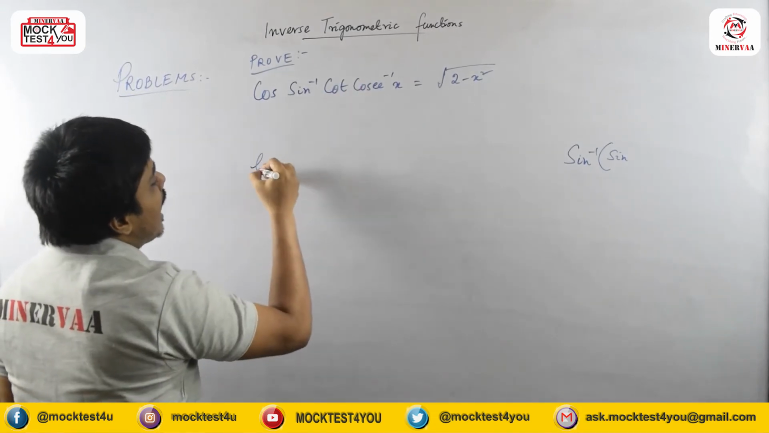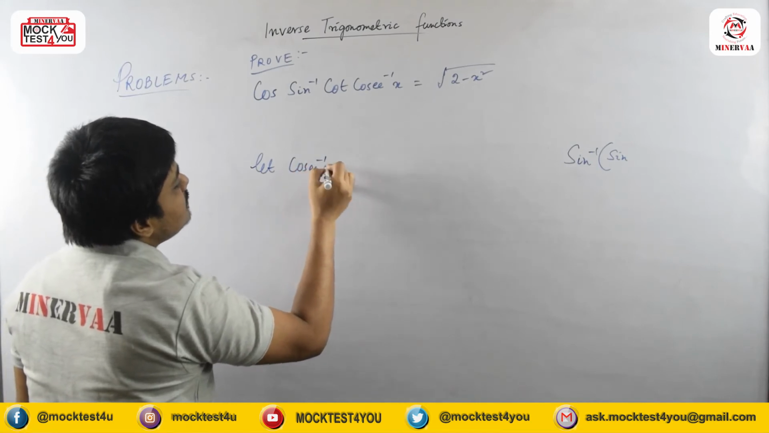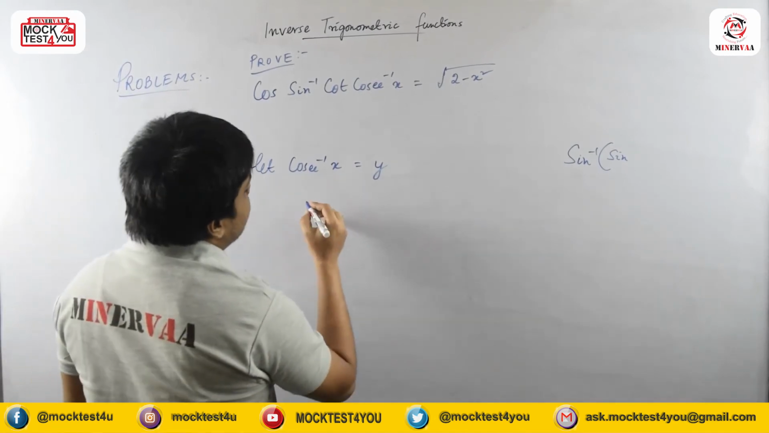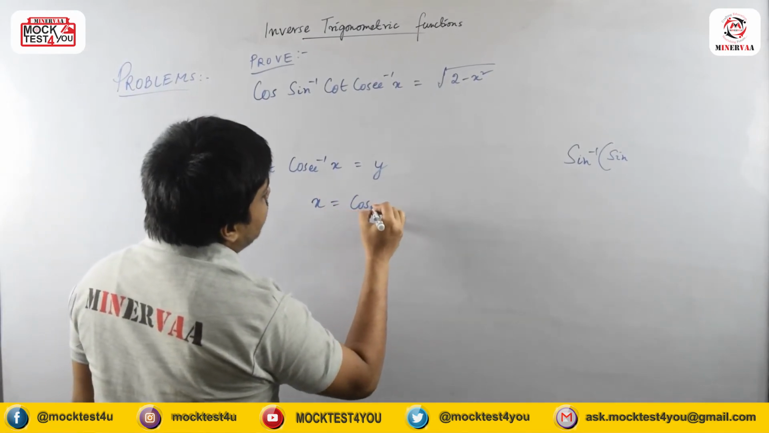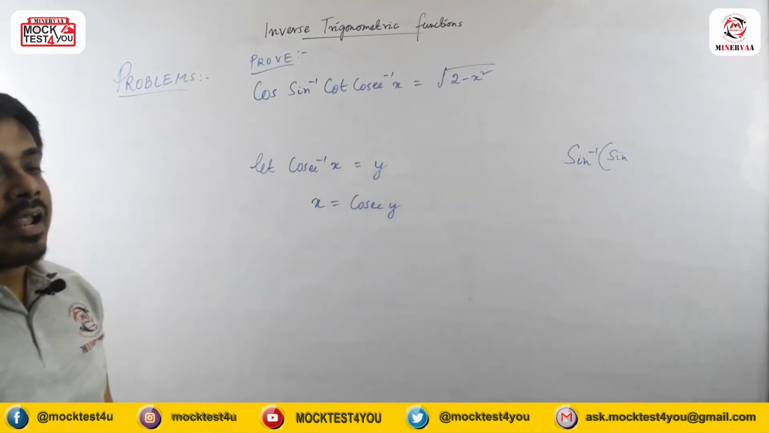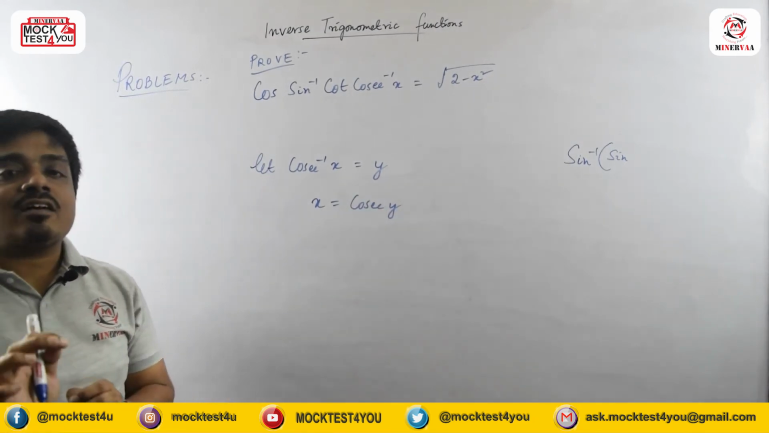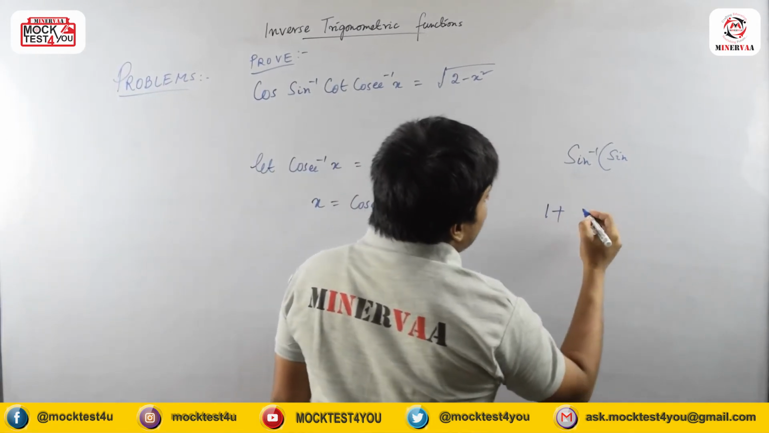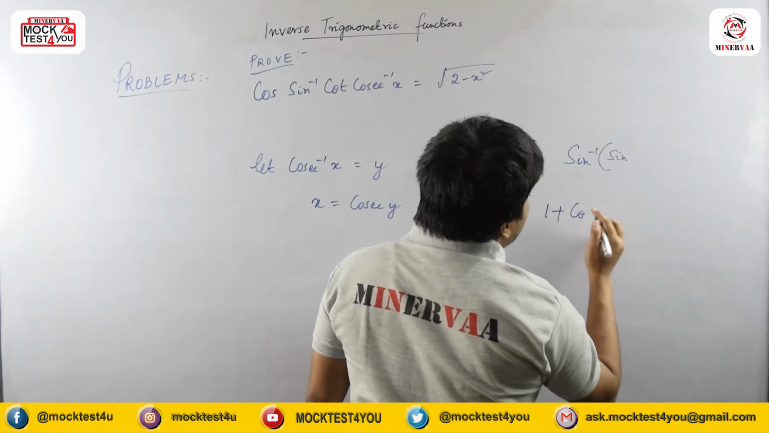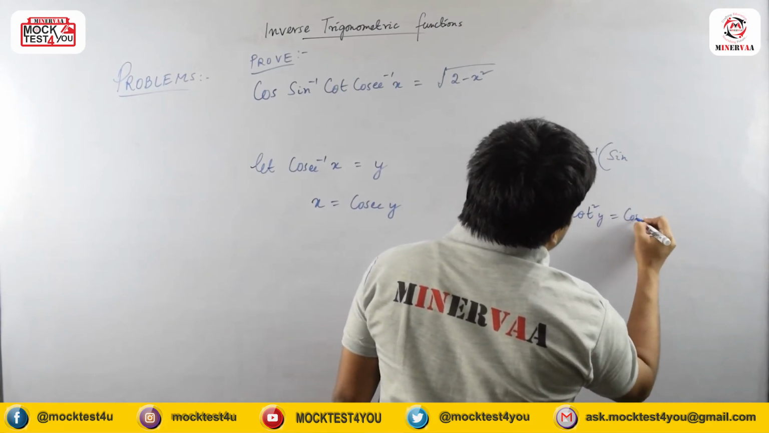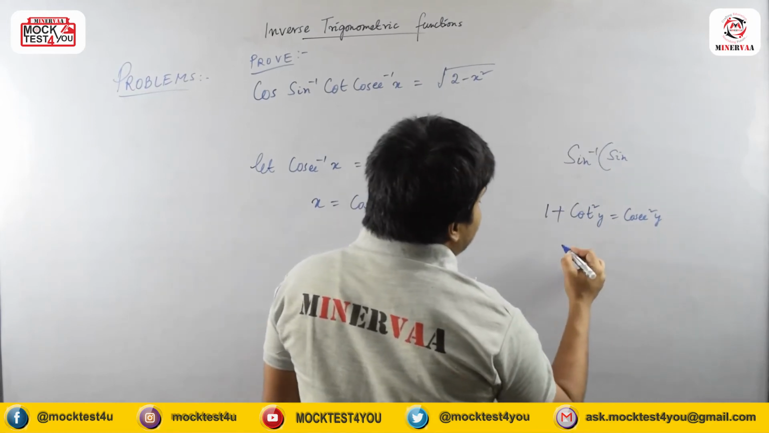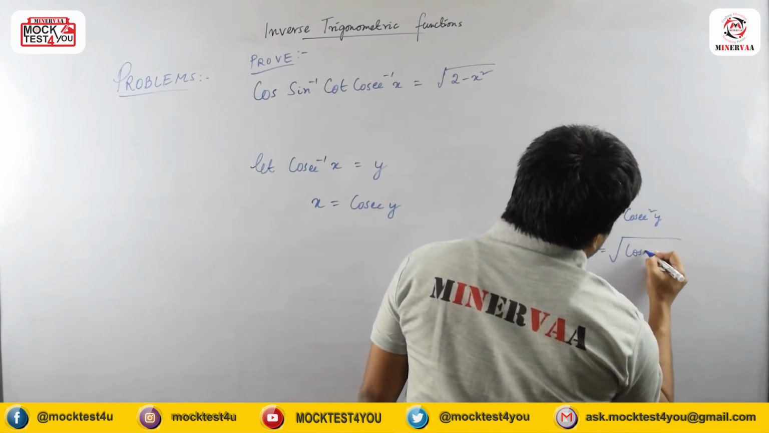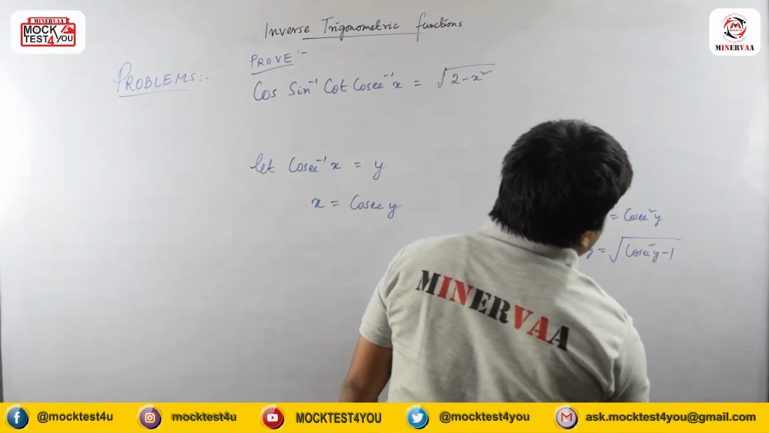So what I will do, I will write let cosec inverse x is equal to y. I'm going to write that thing. So from here we can say that x is equal to cosec y. Now we have learned trigonometric identities. In there we know that 1 plus cot square y is equal to cosec square y. Or we can say cot y is equal to square root of cosec square y minus 1.